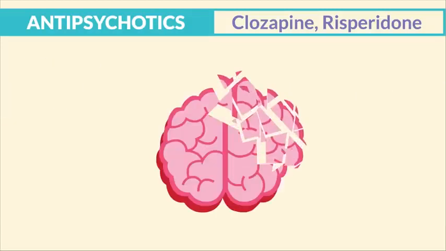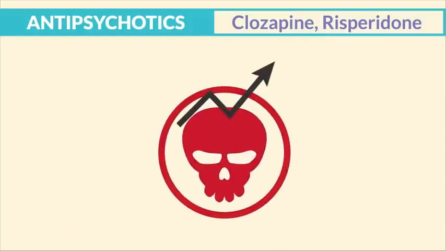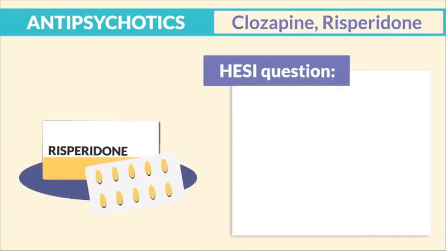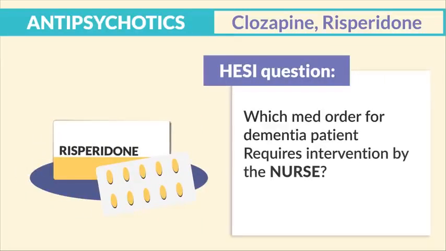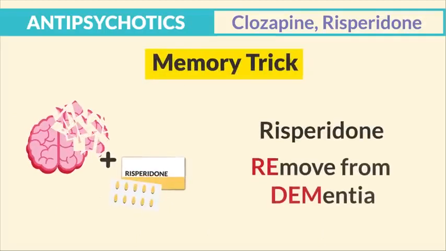Now lastly, a big contraindication is patients with dementia. So we never give antipsychotics like this to dementia patients, which will actually increase mortality. So guys, a big Hesse question was, which med order for dementia requires intervention by the nurse? And the answer was risperidone. So guys, remember, we remove risperidone from dementia patients.